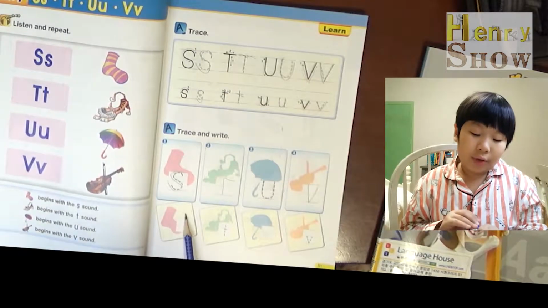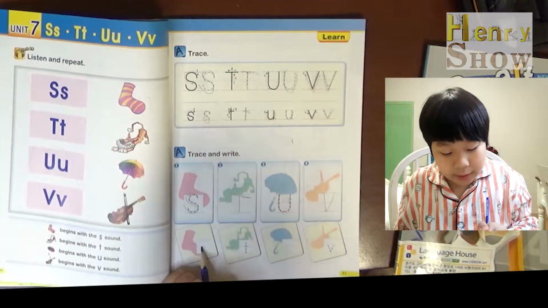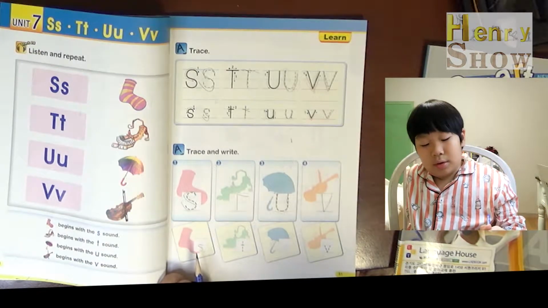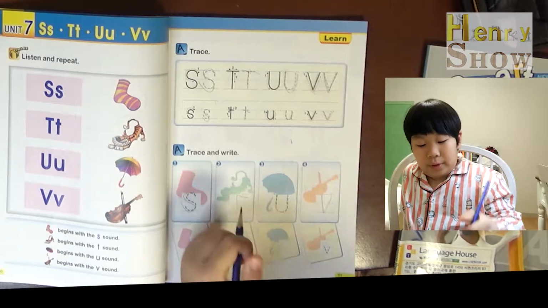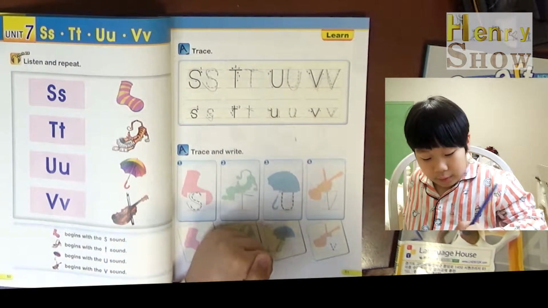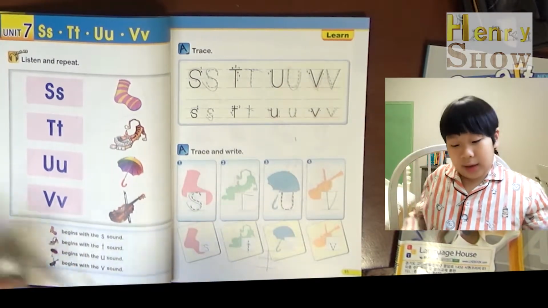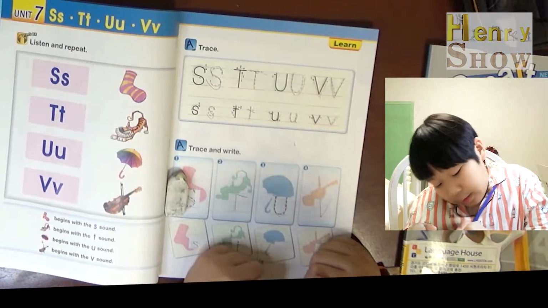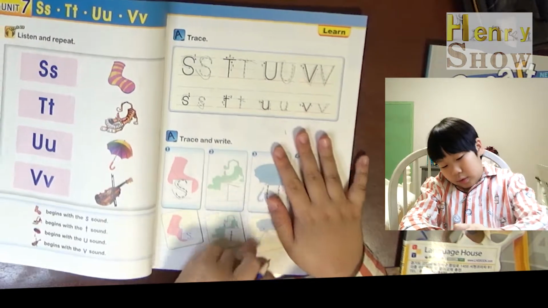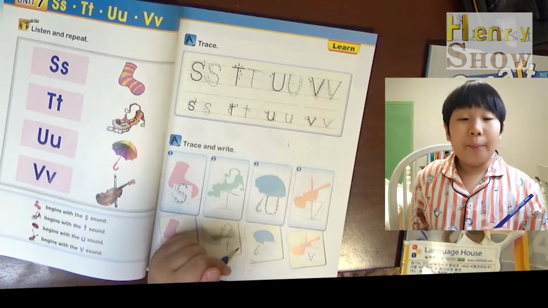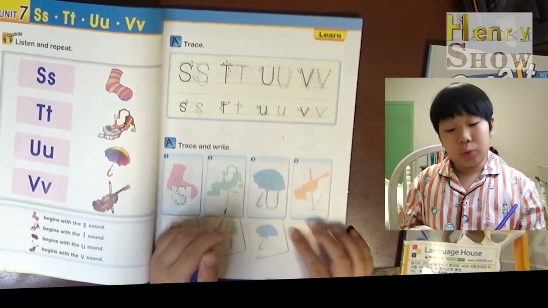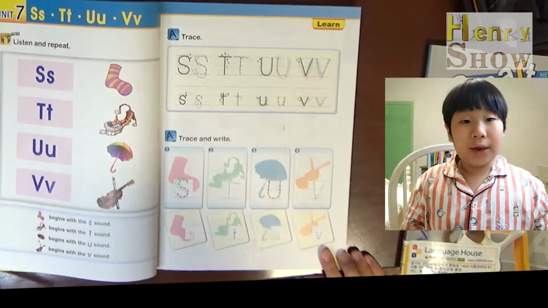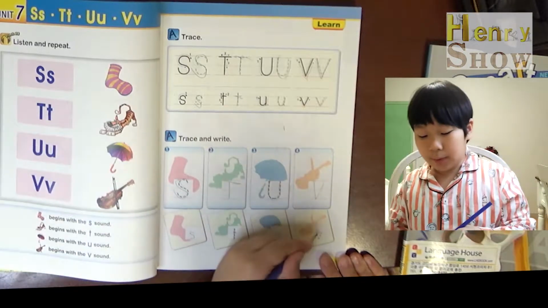This is a small sock. We have to write lowercase. Sock. Tiger. You cannot write like this. You can write a little bit, half of it. This is an umbrella. What does umbrella begin with? Umbrella begins with U. This is a violin. What does violin begin with? Violin begins with V.